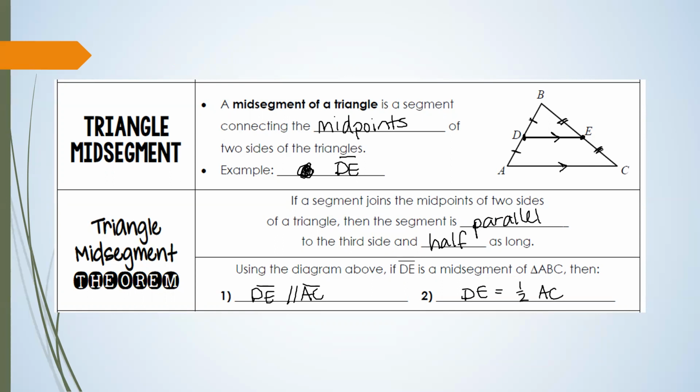If you don't like the half and you'd rather write it as 2 DE equals the length of AC, it means the same thing. So if AC equals 20, then DE equals 10. If DE equals 5, then AC would have to equal 10. So whatever the length of DE is, it's going to be half of AC.